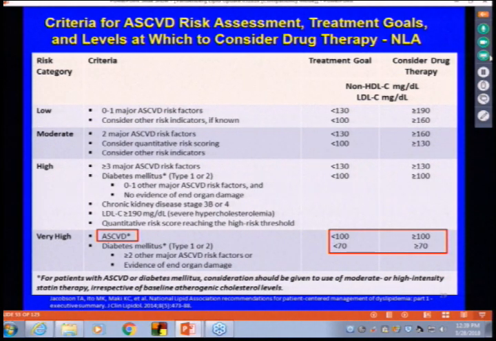HDL is the good cholesterol. It's involved with what's called reverse cholesterol transport. That's where we take cholesterol out of the vessel wall and bring it back to the liver. That's what HDL does. Everything else is bad.